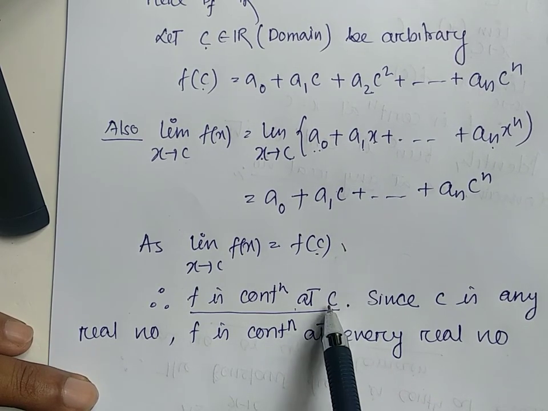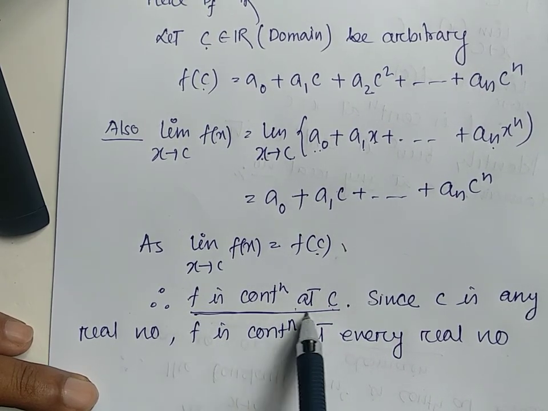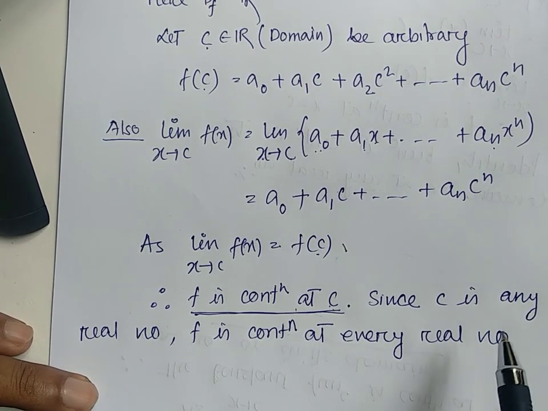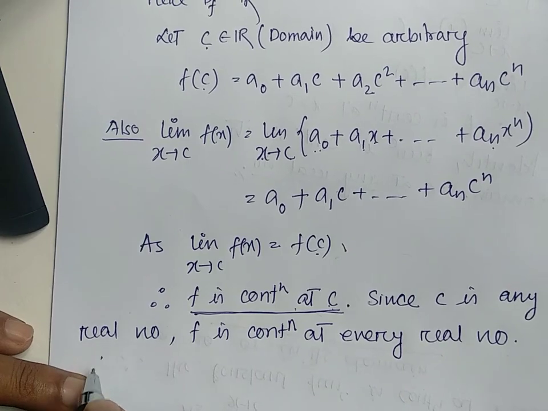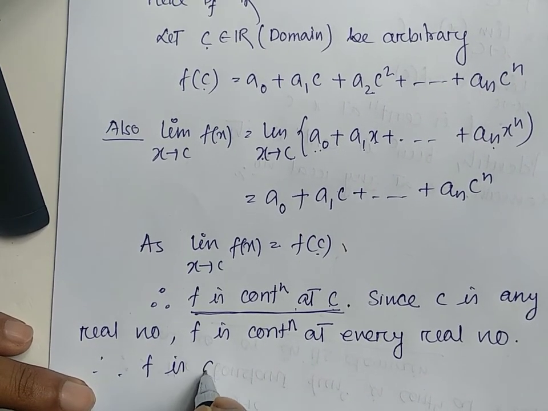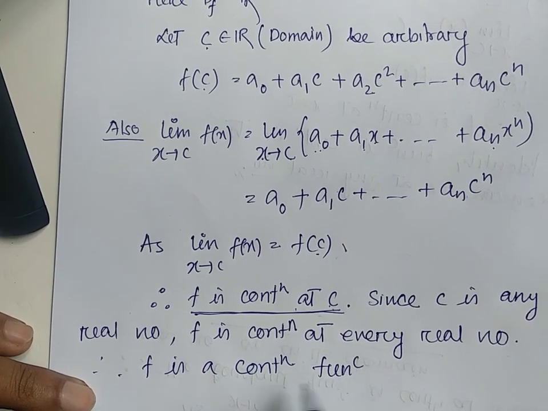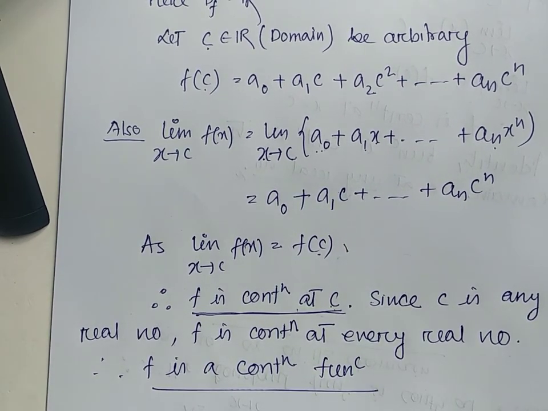But what is c? c is any real number. That's why this statement can also be written as f is continuous at every real number. Therefore, f is a continuous function. In this way, we can easily give the conclusion about the continuity of a polynomial function.